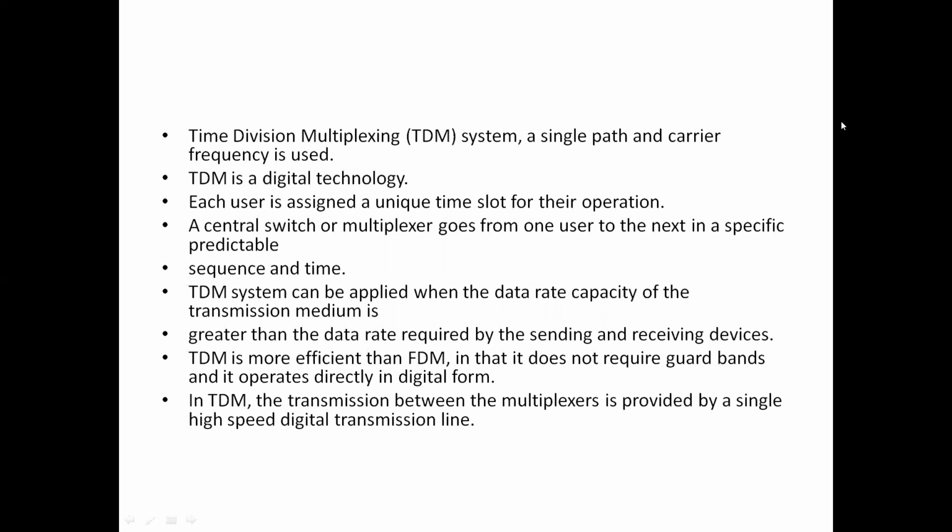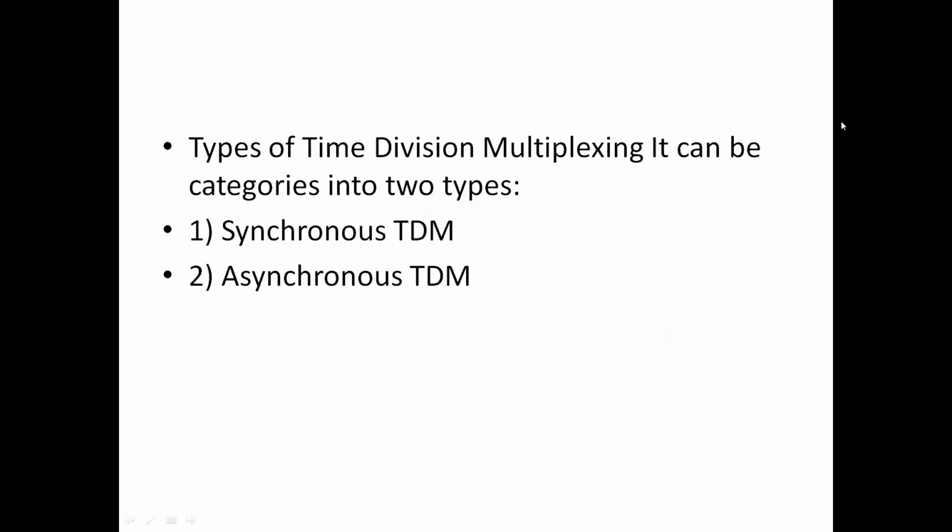TDM systems can be applied when the data rate capacity of the transmission medium is greater than the data rate required by the sending and receiving devices. It is more efficient than frequency division multiplexing in the sense that it does not require guard bands and it operates directly in digital form. There are some disadvantages also that we will enlist later on. In TDM, the transmission between the multiplexers is provided by a single high-speed digital transmission line.